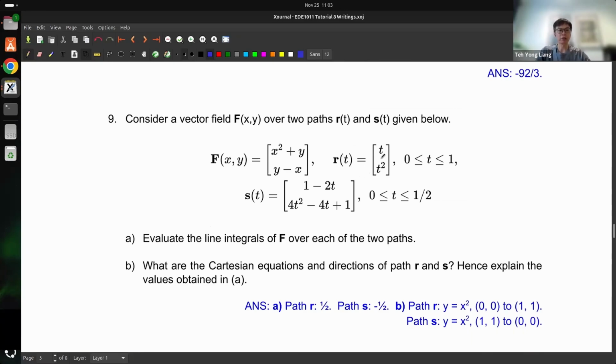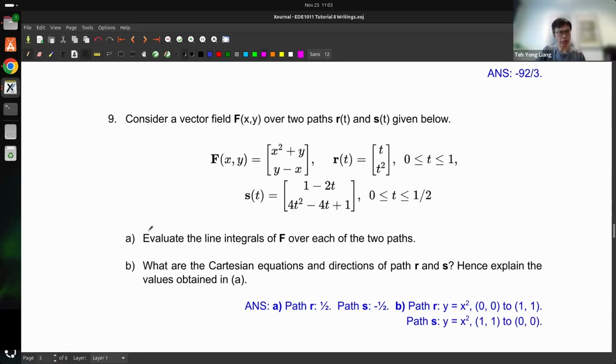So you can see there's r of t, the first path, and s of t, which is the second path. Then you're supposed to evaluate the line integrals of f over each of the two paths. So this one is quite mechanical. You don't even need to parameterize the path yourself. Just find r prime, then dot product with f, then perform the line integral, and then repeat the same thing for s of t.